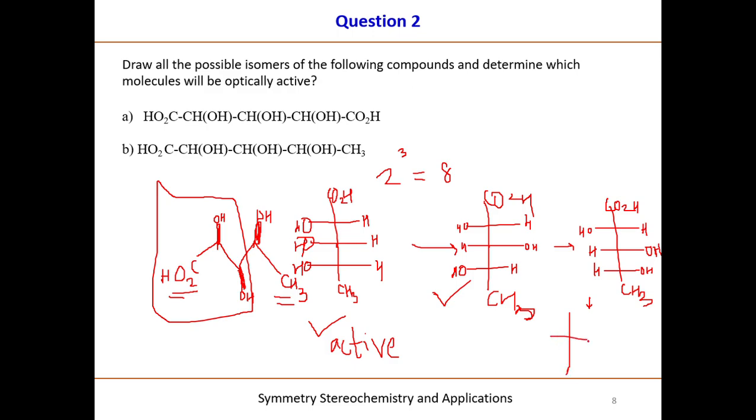Then the fourth isomer is possible here. I will draw here. CO2H, H, then CH3, OH, OH, H. If you check this molecule, you will observe that all 8 isomers are optically active and chiral molecules. So all these 8 isomers are optically active and chiral.